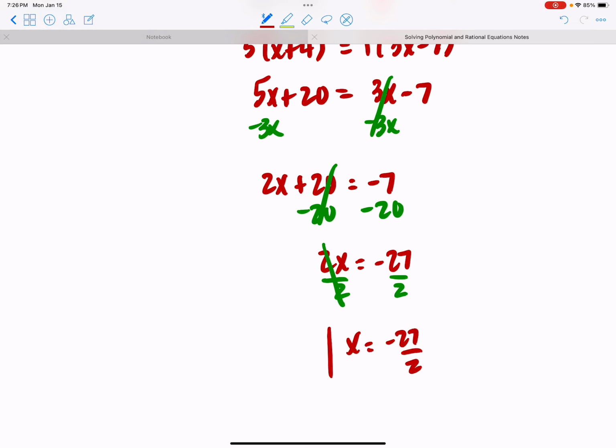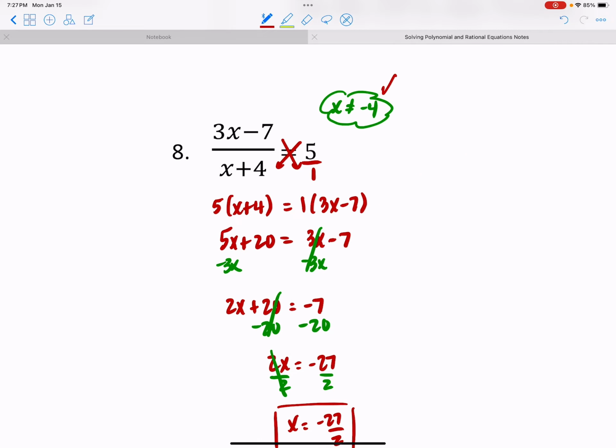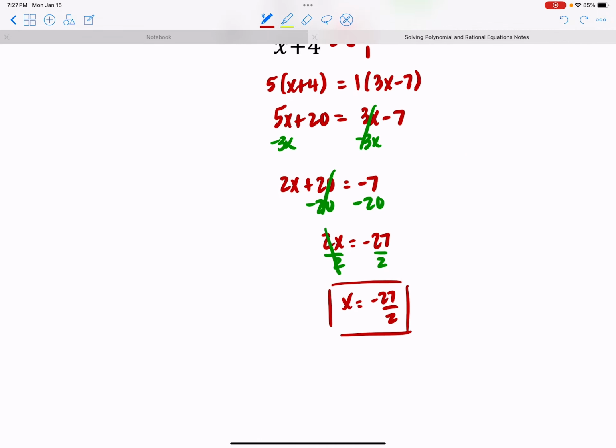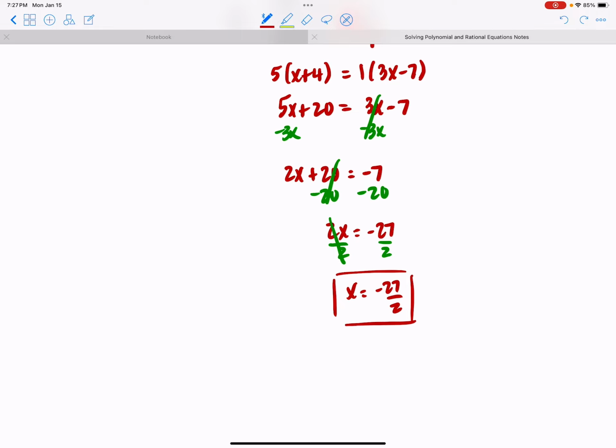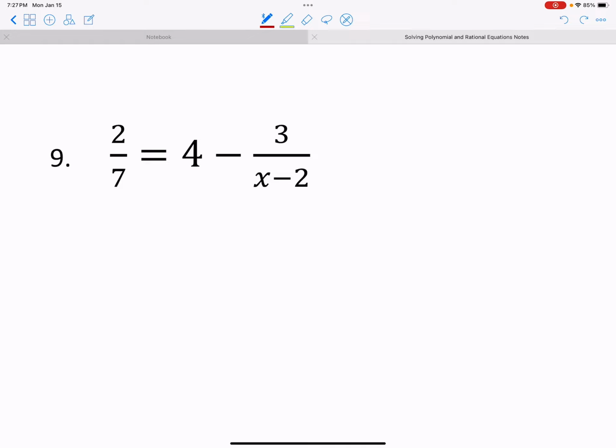-27 halves. And remember, you could always plug this back in to check it. It's not exactly fun. A calculator would help with that, but that -27 over 2 is not our restricted value, which means it's a valid solution. Okay. Now, here we go with something that I can't just make a proportion.